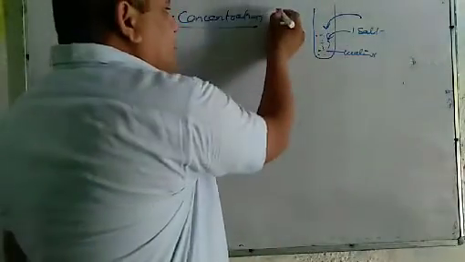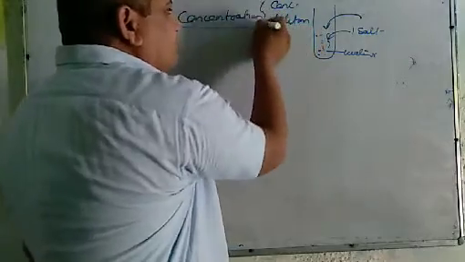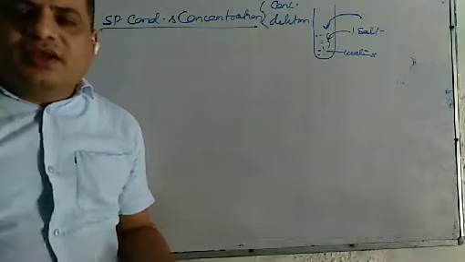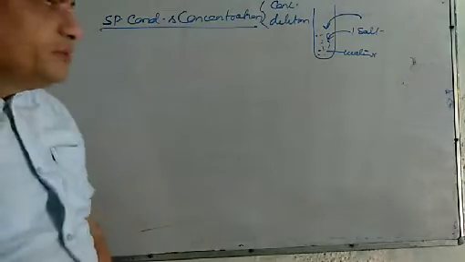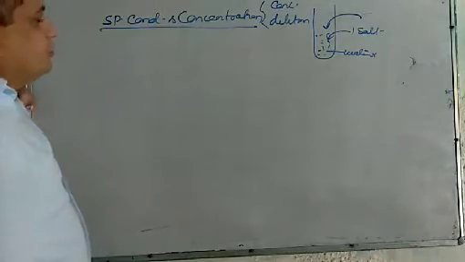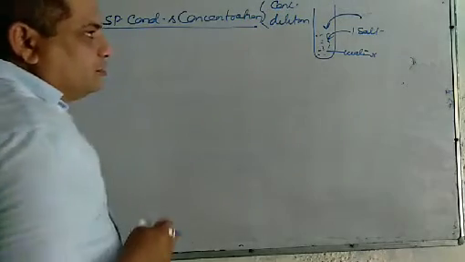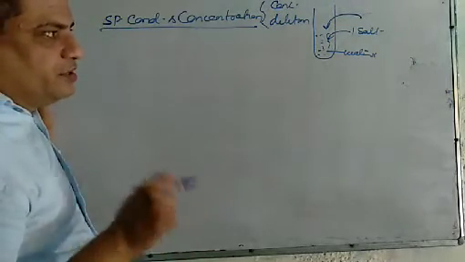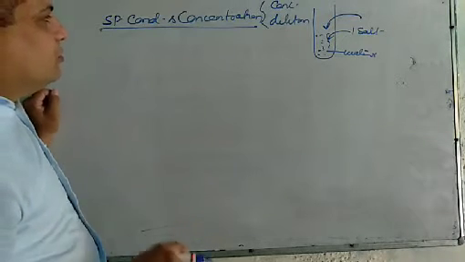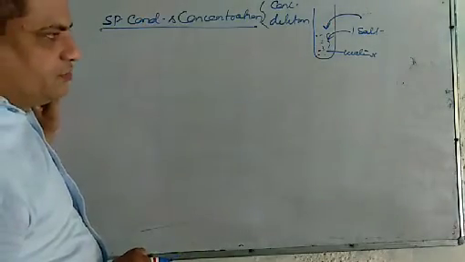So concentration and dilution are two opposite words. If concentration decreases, dilution increases. Concentration increases, dilution decreases. So on increasing concentration or decreasing dilution, the value of specific conductivity always increases.